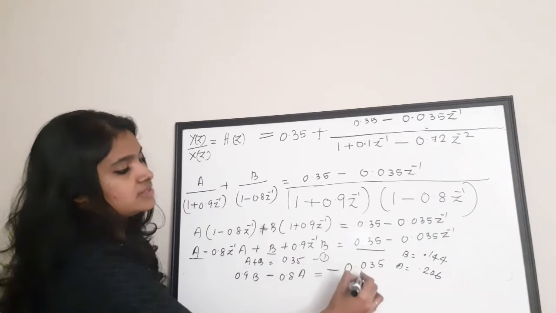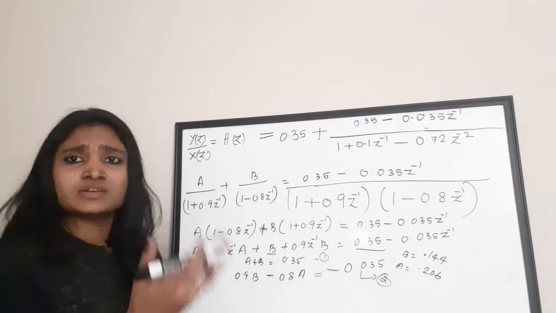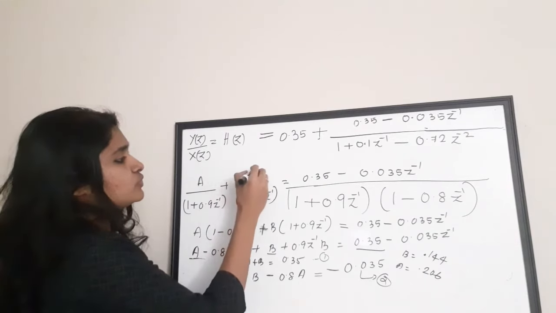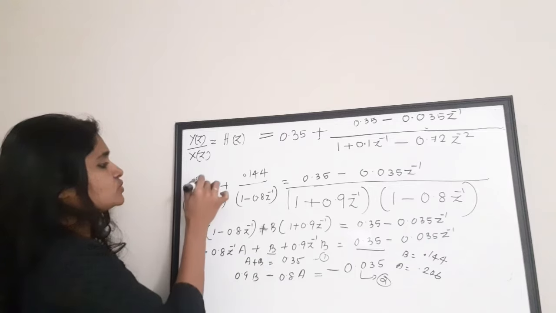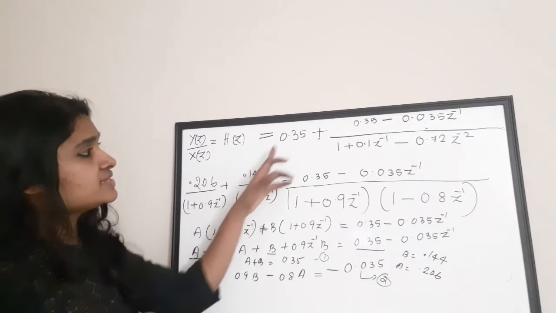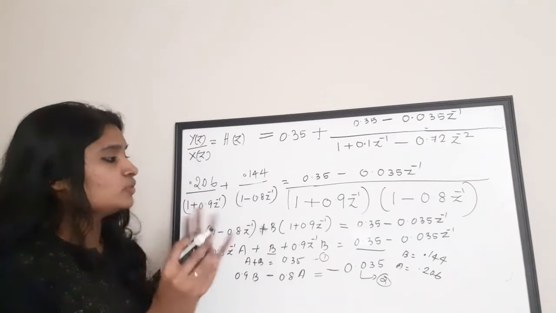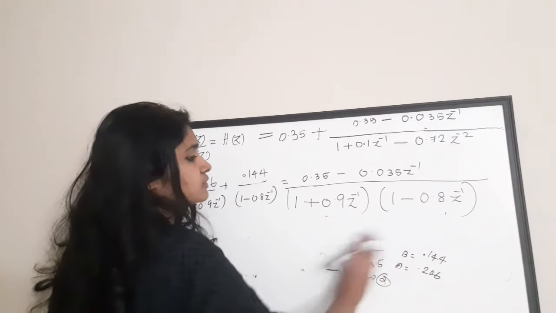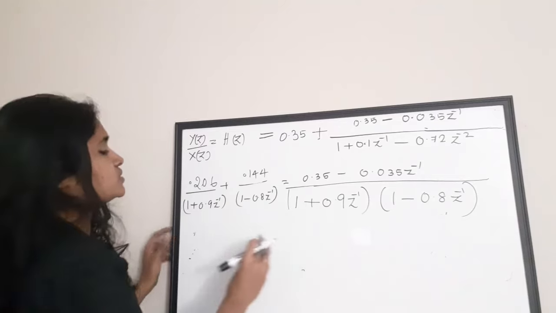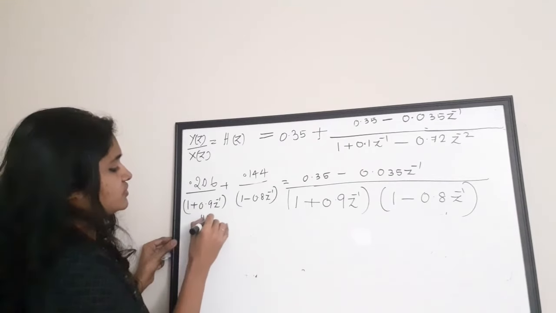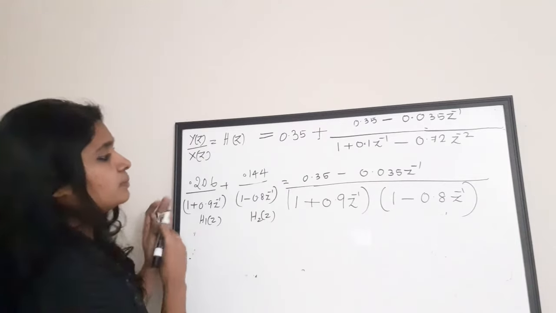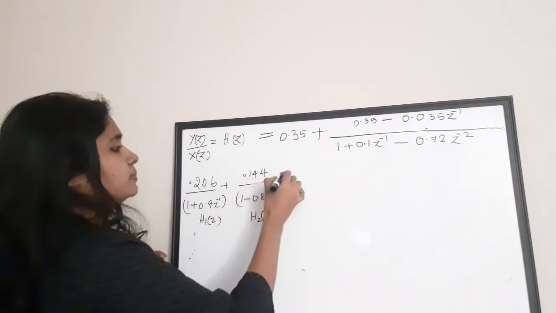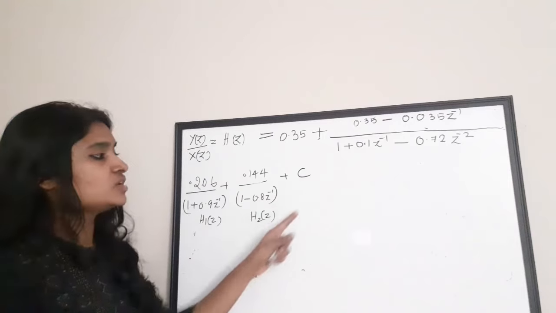This is your equation 1 and this is your equation 2. Solve these two equations. You can do it simply and you can find the value of B as 0.144 and A as 0.206. Now we have a form C plus H1 of Z plus H2 of Z. I am going to write it first, then I will draw the structure. So this is your H1 of Z, this is your H2 of Z, plus, just removing it and writing the constant term, plus C. Okay, so this is your new transfer function.